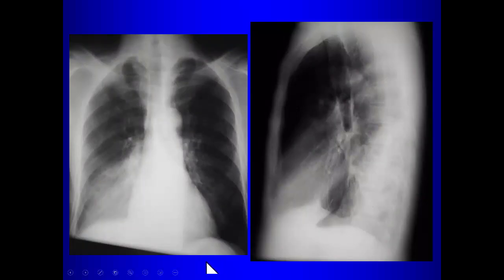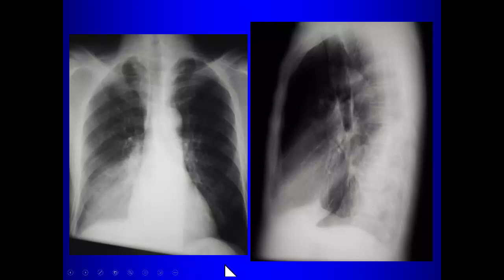Here's another patient with pneumonia. Where is this pneumonia? Well, what side is it on, first of all? The right. Yeah, so we can see the consolidation here. It's on the right side. So what lobe is that in?